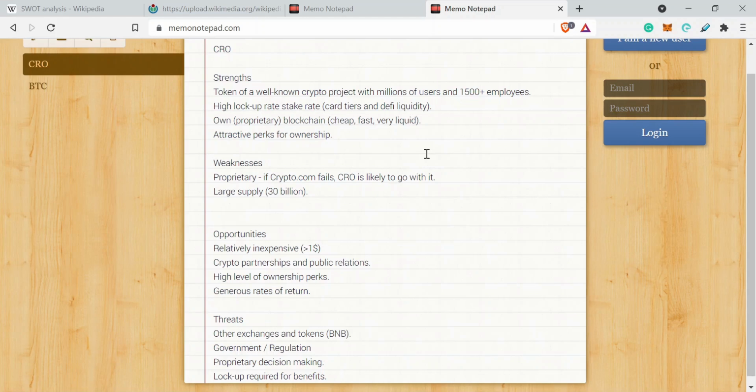Opportunities. It's relatively inexpensive at sub $1. Okay. We are looking at an opportunity for it to be several dollars within a very short time frame, and at the moment it's around about 15 to 20 cents. So you're looking at 25 times return comfortably if the project is successful. There are numerous crypto partnerships and public relations exercises.